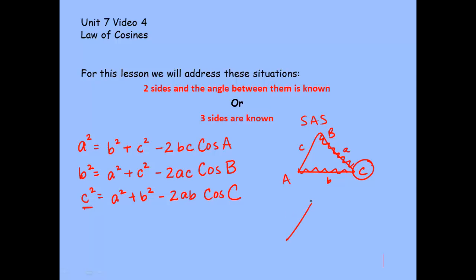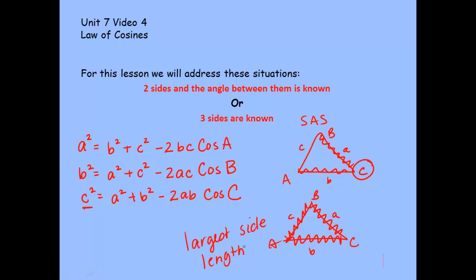Suppose I was given one with all three sides and I was not given any angle measures, then I would actually have to go to the largest side length and use that one first. So if side length a was the largest, then I would use the first formula here and I would find angle A first.